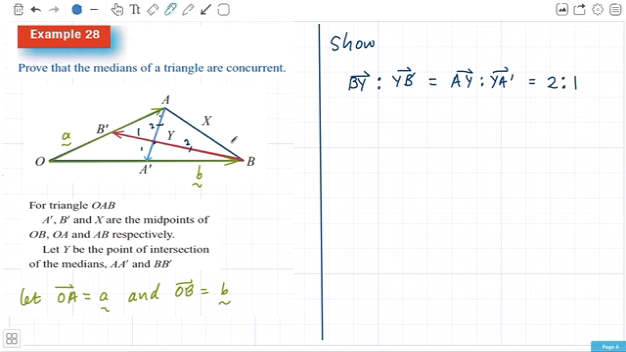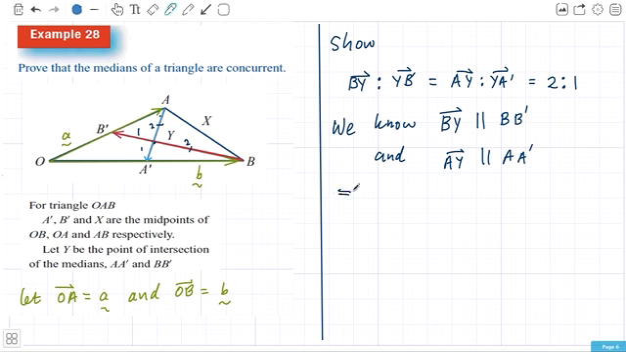So the first thing that we're going to do is write these vectors in a way that's a bit more easily accessible to us. The first thing is we know that B to Y is parallel to B dash, and we also know that A to Y is parallel to A dash. So what we can do is rewrite that.